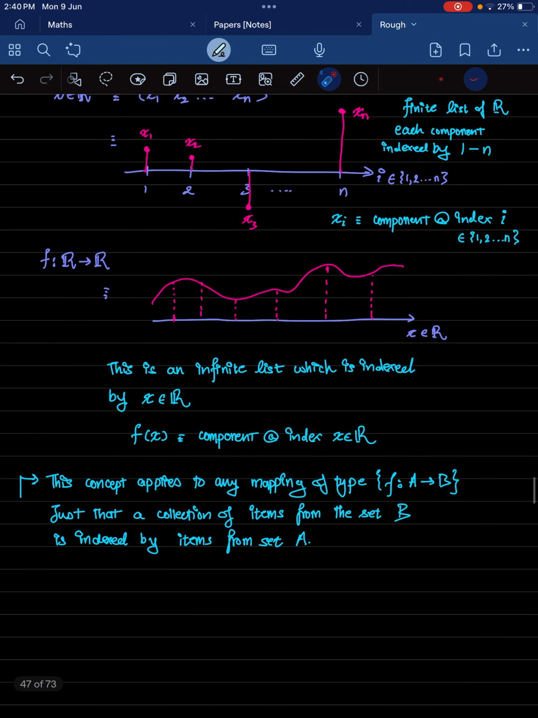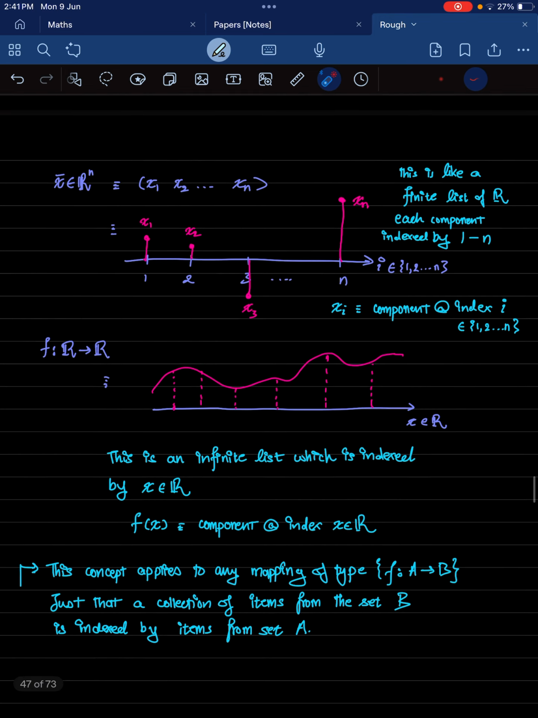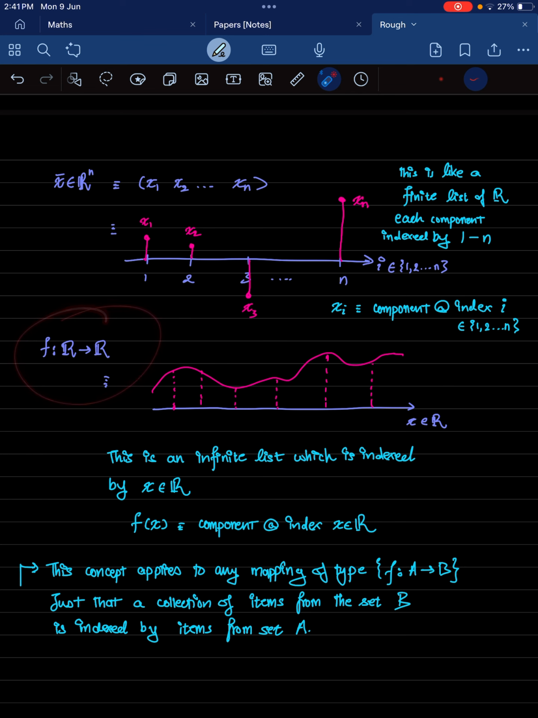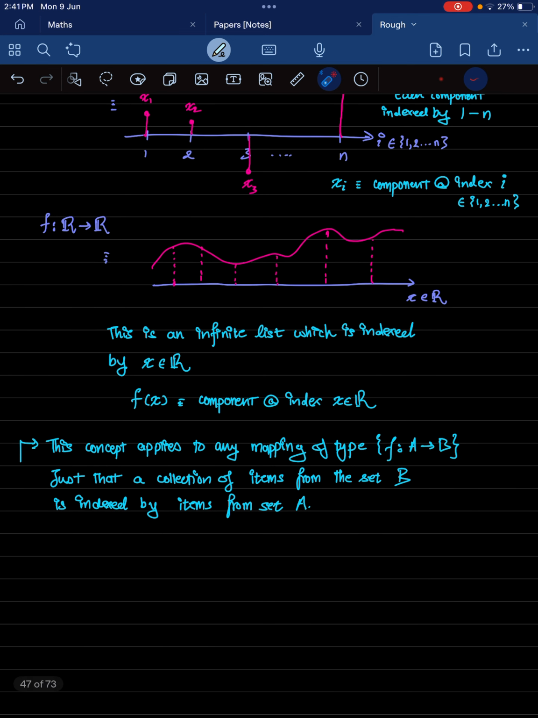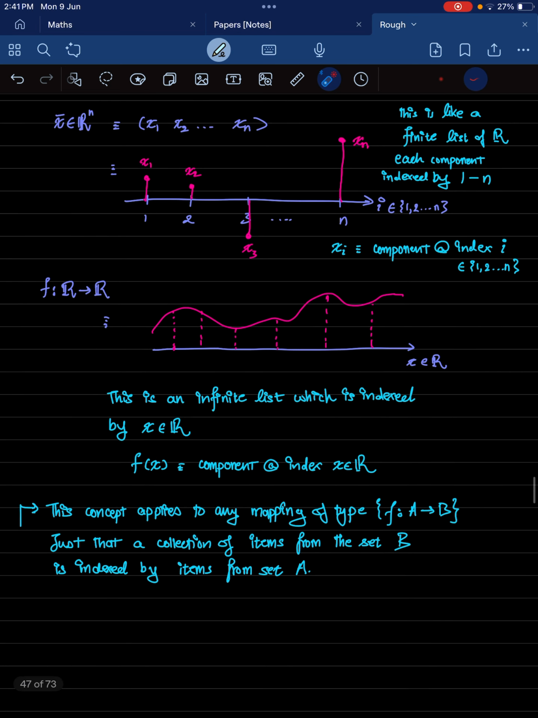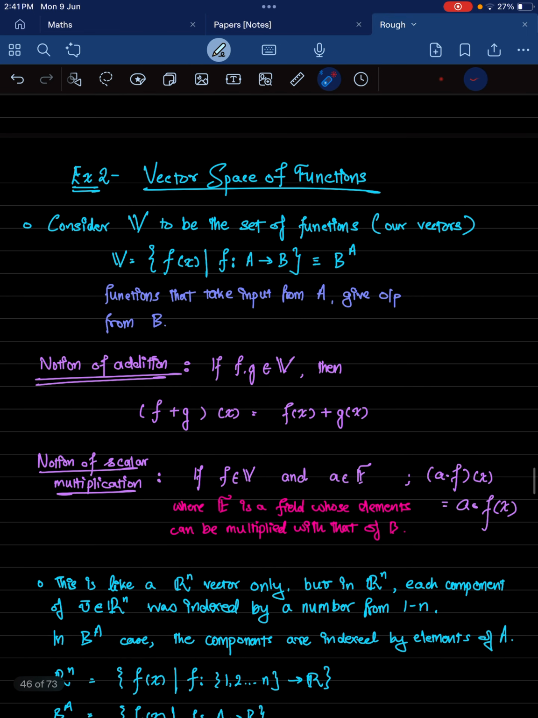So this concept applies to any mapping of type A to B actually. So we have established that a real vector, which we have already established as a vector space, and this function from real to real, and in fact any function A to B, is almost the same, just that the indexing set is different. In this case the indexing set is 1 to n. Here the indexing set is the whole real numbers. In this case the indexing set is, well, A. That's what it is. And now I can come to the notion of addition and multiplication.